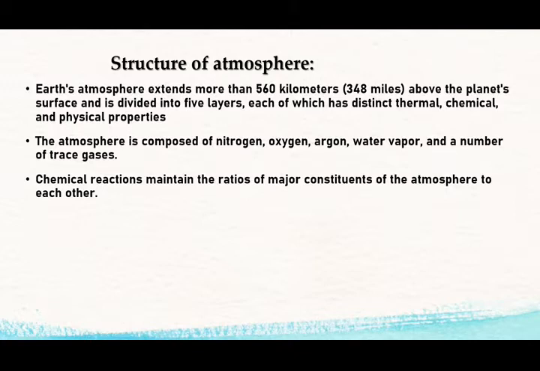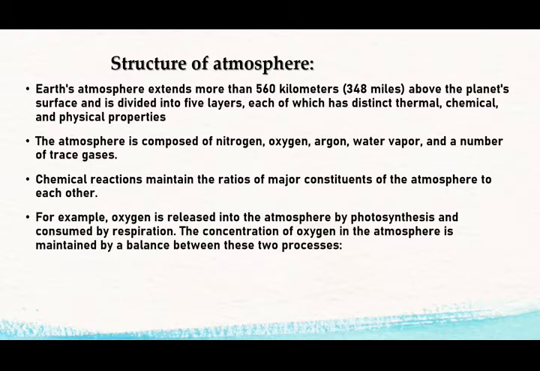Chemical reactions maintain the ratio of the major constituents of the atmosphere to each other. For example, oxygen is released into the atmosphere by photosynthesis and consumed by respiration. So the concentration of oxygen in the atmosphere is maintained by a balance between these two important processes, that is photosynthesis and respiration.